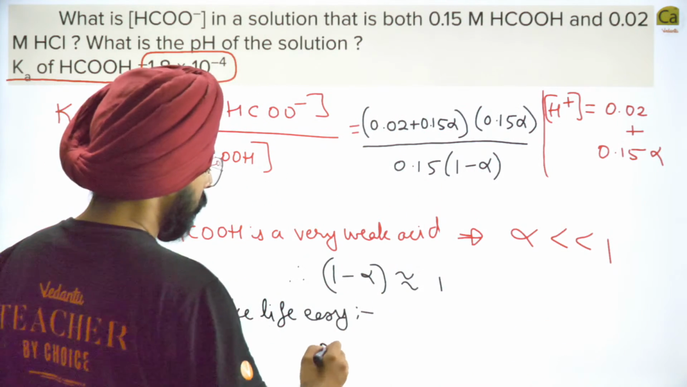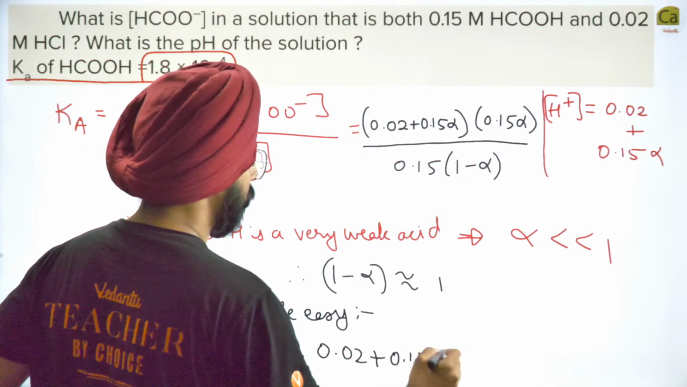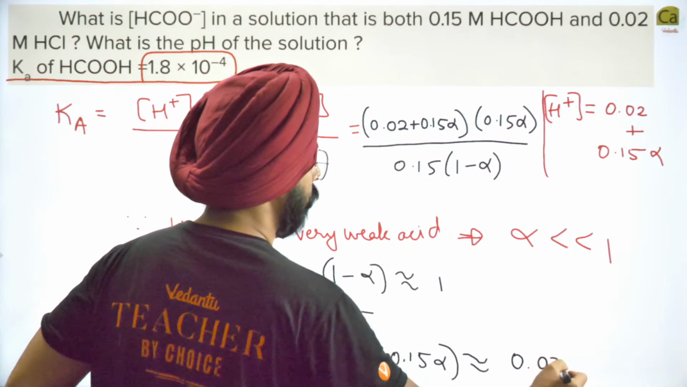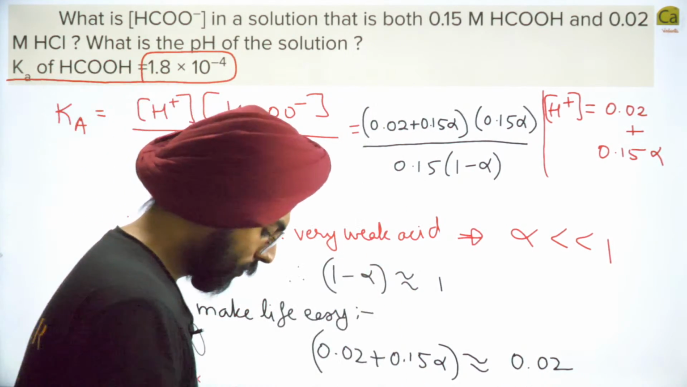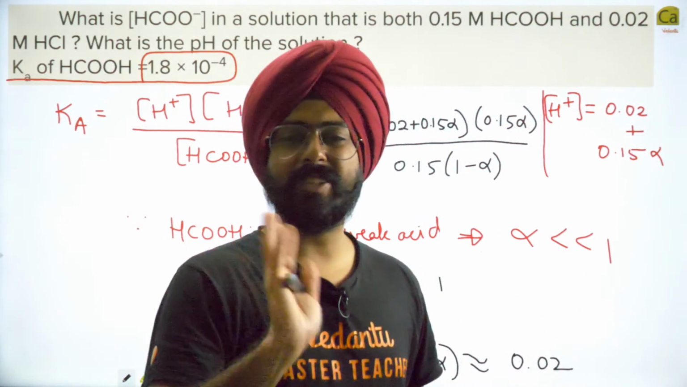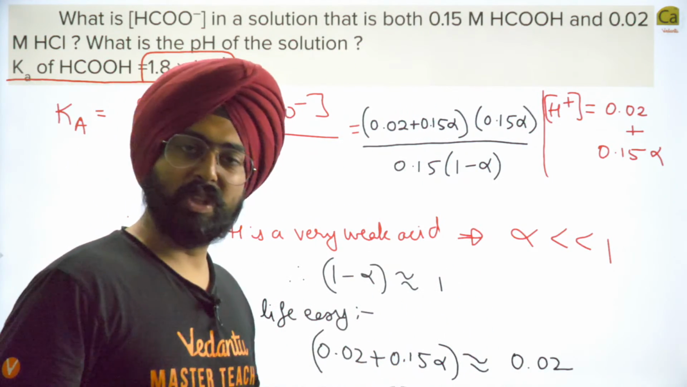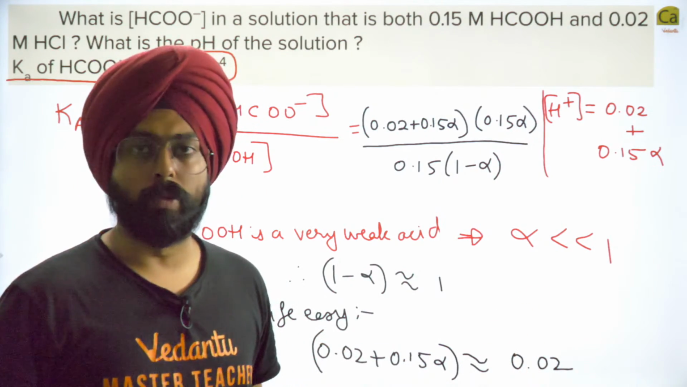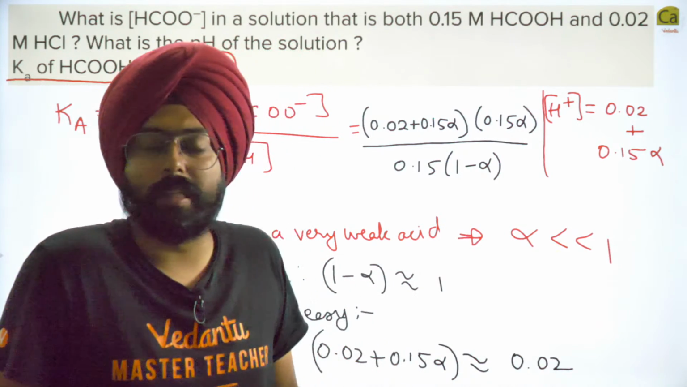Let's do this. 0.02 plus 0.15 alpha is approximately equal to 0.02. Whatever term gets multiplied with alpha, let's say it is useless. Alpha will be less than 5%, less than 0.05. 0.05 into 0.15 is a very small number. You can neglect it in front of 0.02. At most it makes it 0.021.